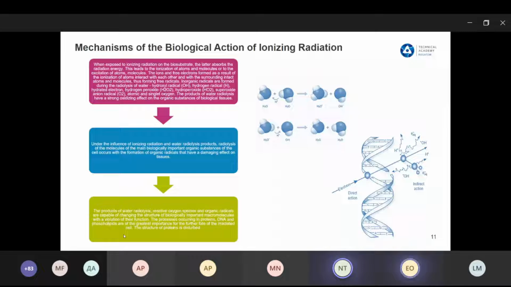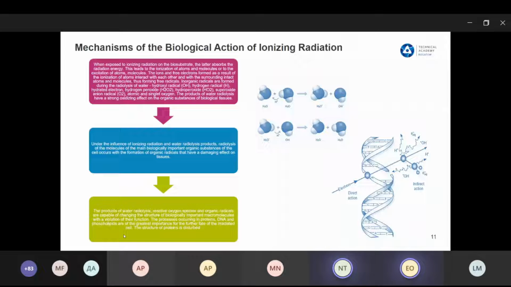Inorganic radicals are formed during the radiolysis of water: hydroxyl radical, hydrogen radical, hydrated electron, hydrogen peroxide, hydroperoxide, superoxide anion radical, atomic and singlet oxygen. The products of water radiolysis have a strong oxidizing effect on the organic substances of biological tissues.